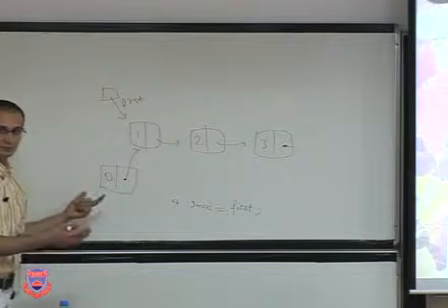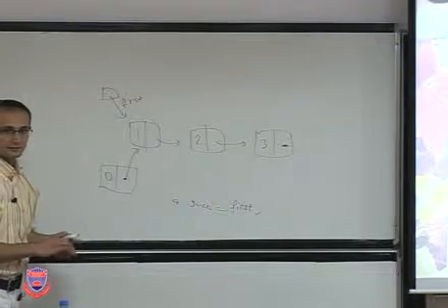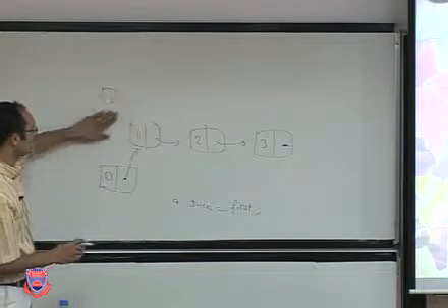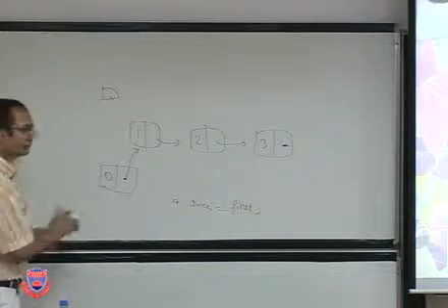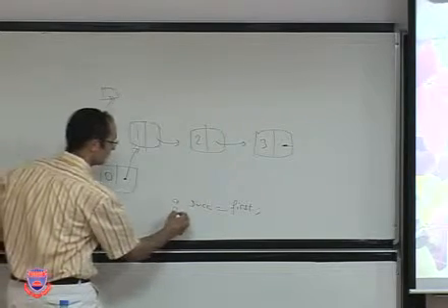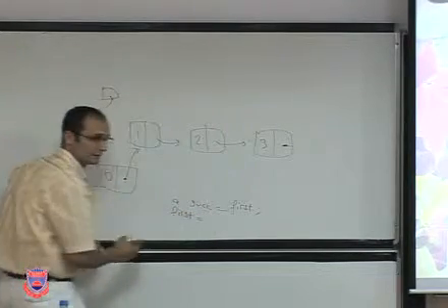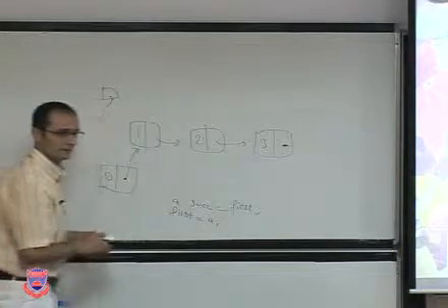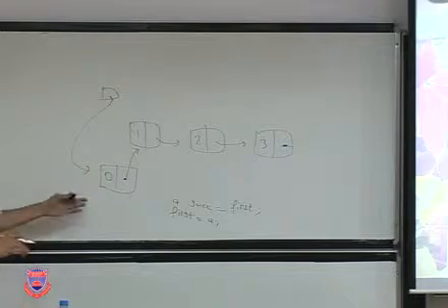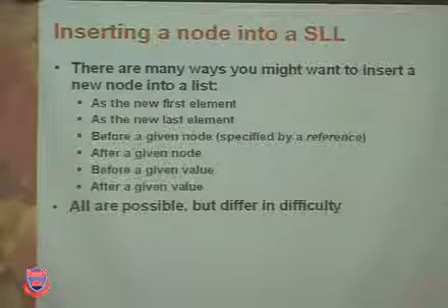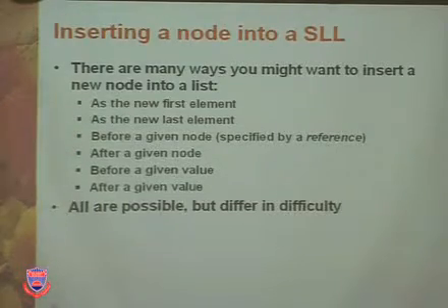What do I need to do next? I will update my first. Instead of pointing here, it is going to point to this one. Right? So my first is going to be equal to A. Right? So it's basically the insertion procedure at the beginning. So if you would like to insert as the new first element, you can do that.